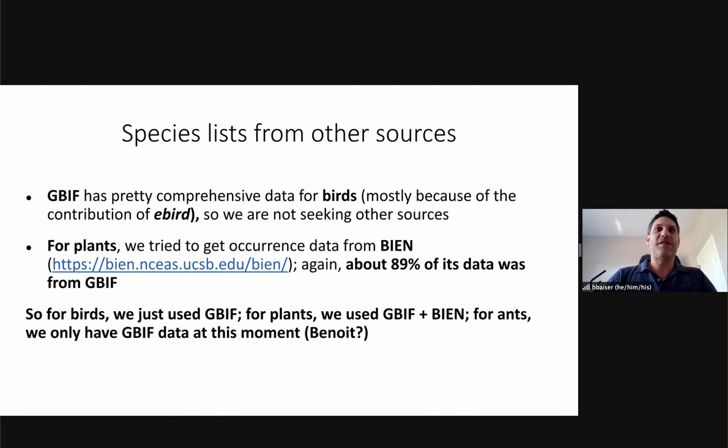So what about species from other sources? GBIF had pretty comprehensive data for birds, with a huge contribution from eBird, so we're not seeking other sources for birds. GBIF has birds covered. For plants, we also tried to get occurrence data from BIEN, and about 89% of its data was from GBIF, so there was a lot of overlap there. So for birds, we're just using GBIF. For plants, we use GBIF plus BIEN. And for ants, we only have GBIF data at the moment, and we're hoping to query Benoit's database for ants as well.